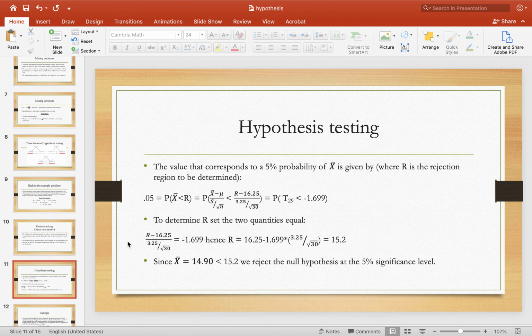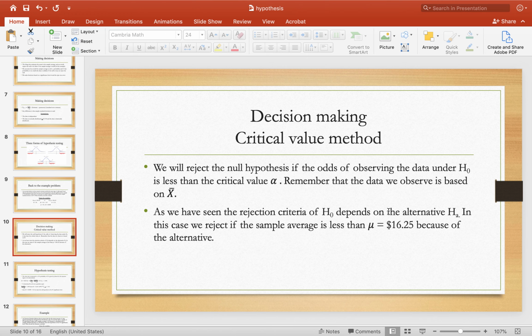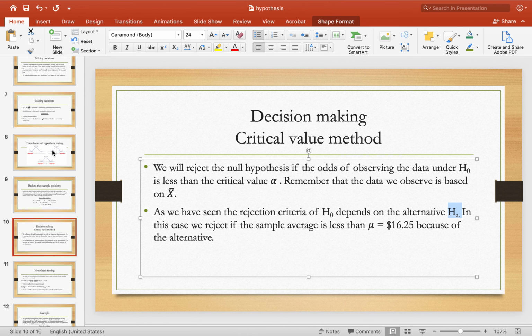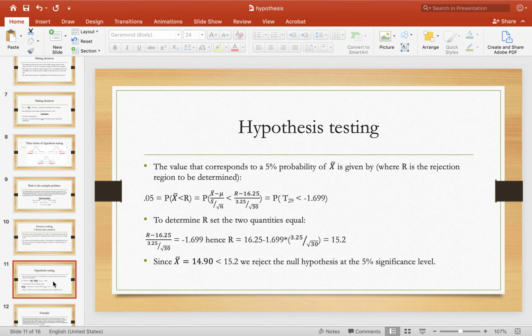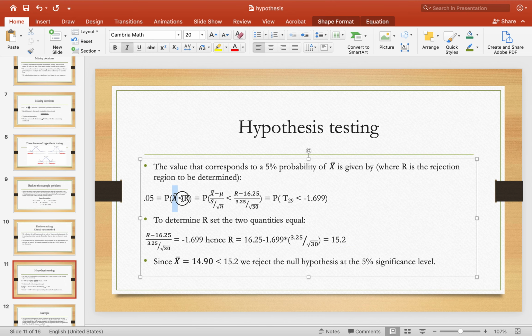The rejection criteria depends on the alternative hypothesis. So remember, there are 3 forms of it. So here, this is our form. Now, we're going to have the less than or equal to in our hypothesis testing, because our alternative is less. That inequality there comes from one of our 3 forms of hypothesis testing. We said we're willing to take on a 5% probability of a type 1 error. So that's where that 0.05 comes from. And our goal is to determine the value of the region r that corresponds to the rejection region.